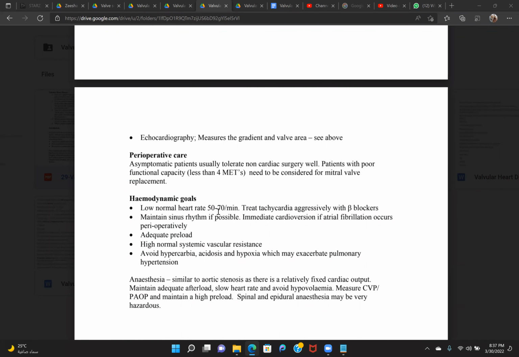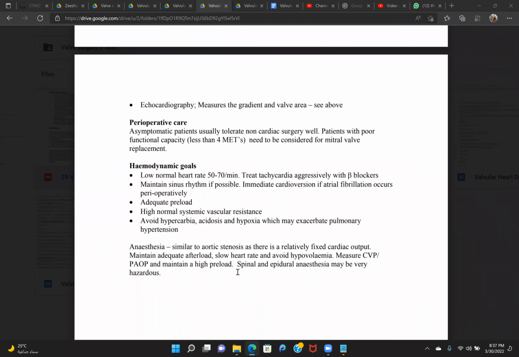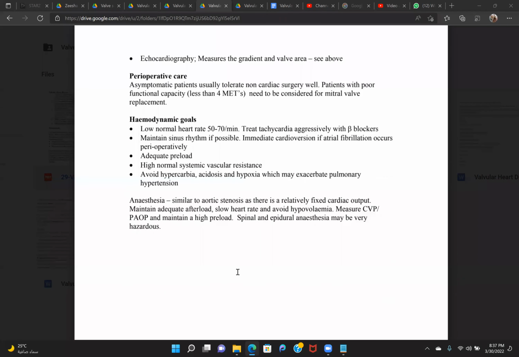In some books, you will find 60 to 70, some things like that. I don't agree with 50. I think it is better if you say low normal, or you say 60 to 70. 50 is, I think, too low. Anyways, so this is all about that.